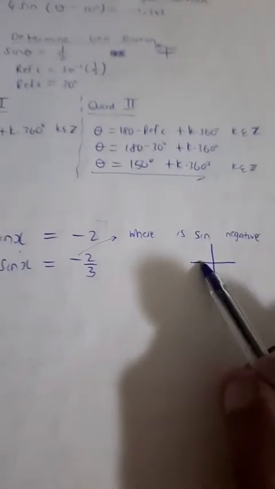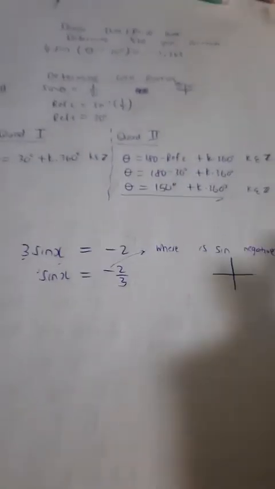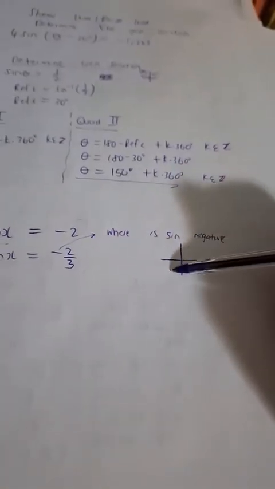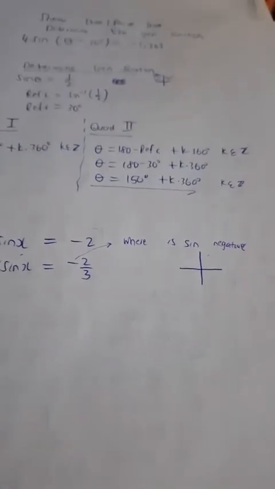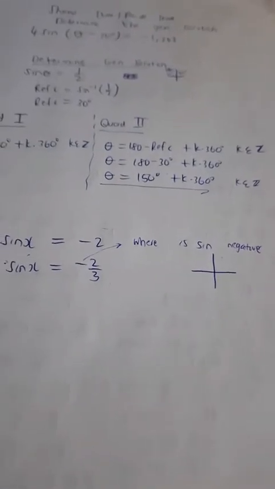Where is sine negative, guys? In which quadrants is sine negative? Because I'm going to identify those quadrants. I'm going to ask you guys. This is quadrant 1, quadrant 2, quadrant 3, quadrant 4. In which quadrant is sine negative?